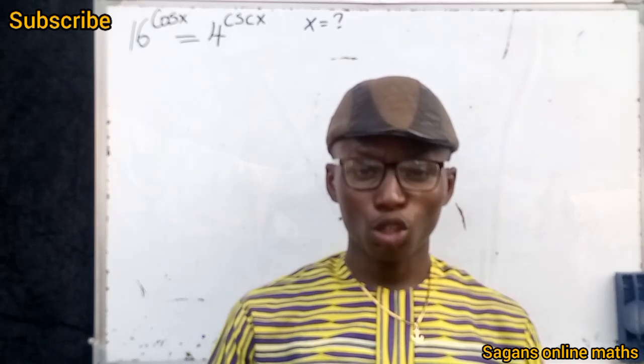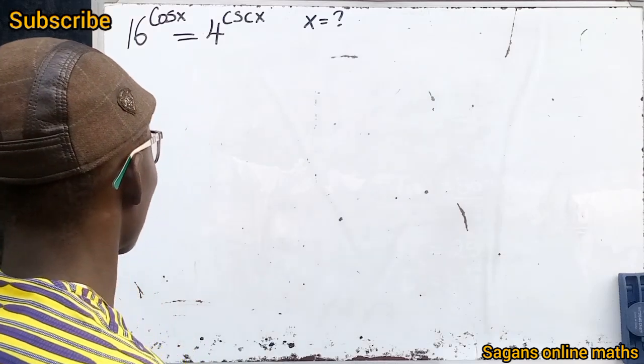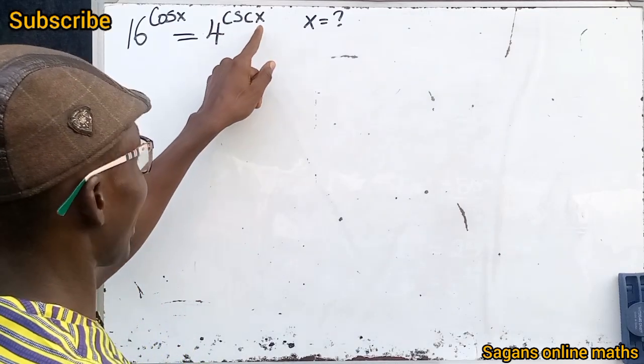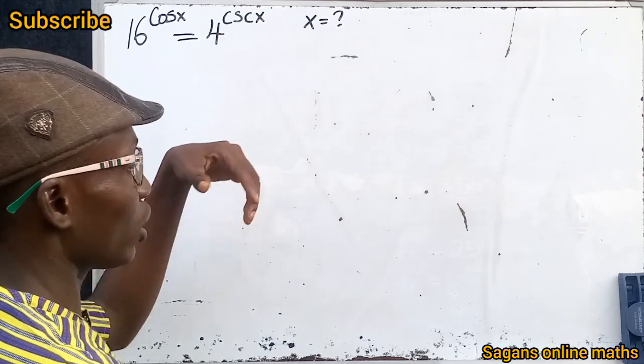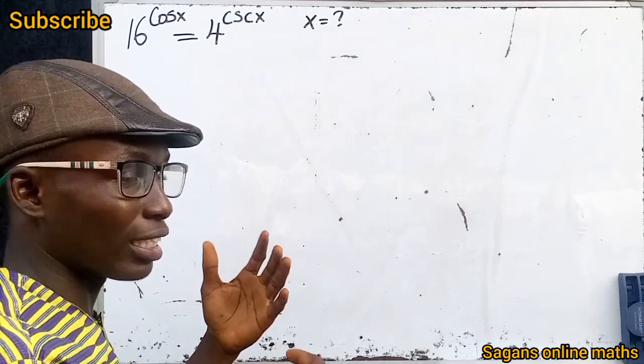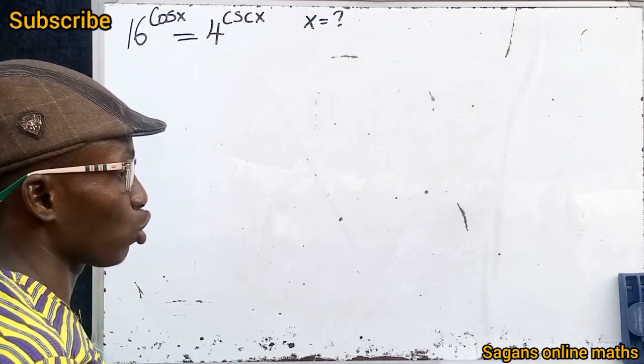Let's solve this simple question on the board. Now look at what we are given. We are given that 16 raised to the power cos x equals 4 raised to the power cosec x. CSC x is the short form of cosec x, which is the inverse of sine. This is a very simple, interesting question to solve.